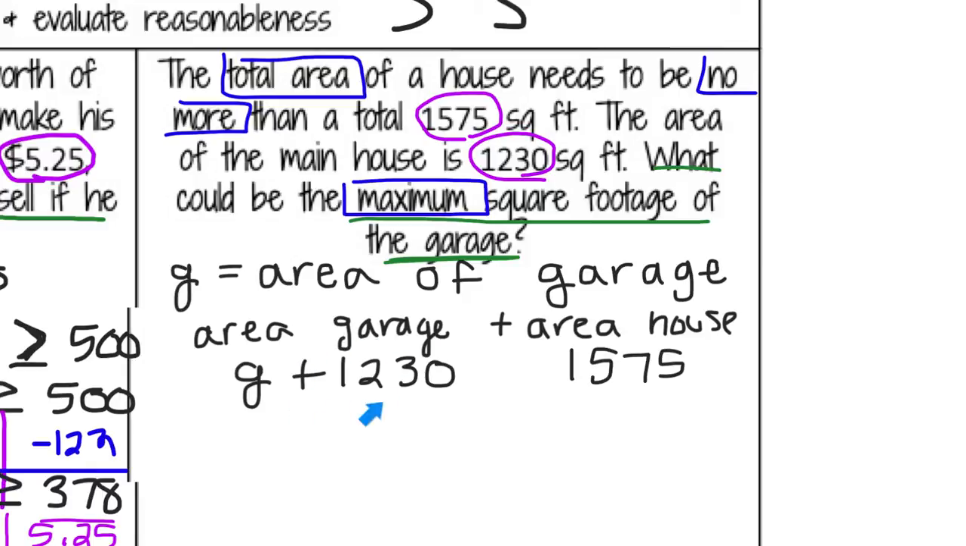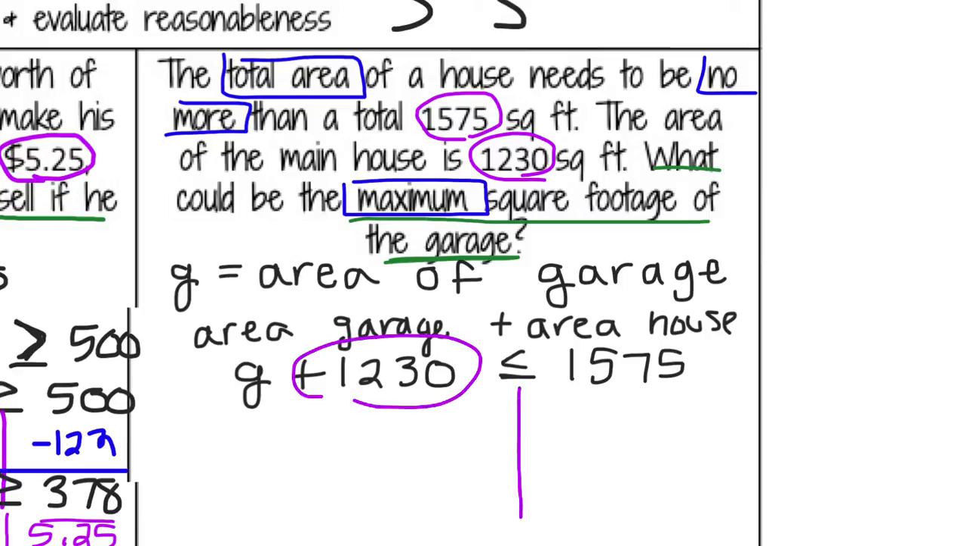So this total area can't be more than, that means it has to be less than. Okay, but it could also be equal. So the area of the garage plus the area of the house has to be less than or equal to the total area given. And now I'm ready to solve.